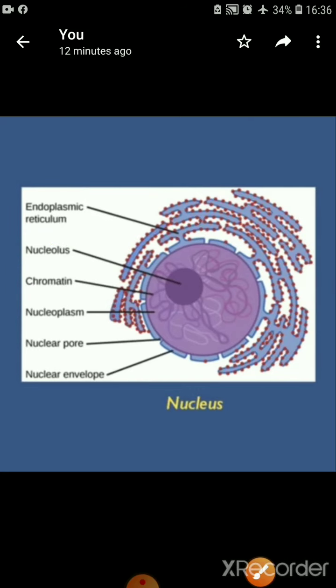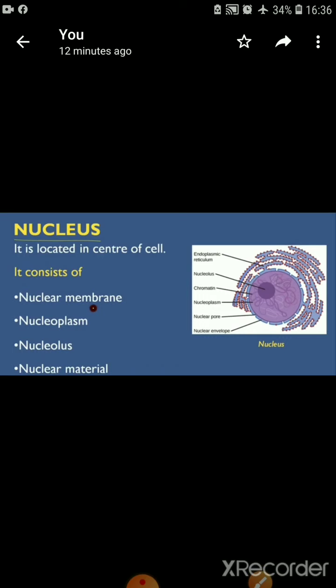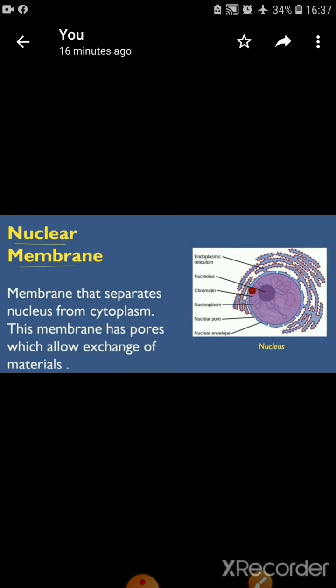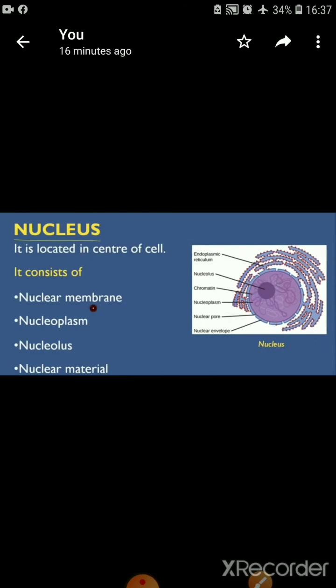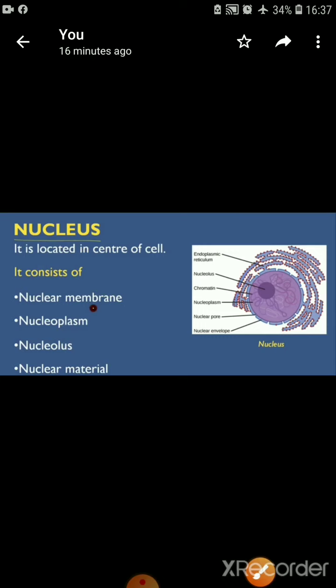Fine. Moving further, the next topic, as we understand that the nucleus consists of nuclear membrane, nucleoplasm, nucleolus and nuclear material. And what is the nuclear material? Nuclear material is nothing, that is only chromatin. Fine. Now we will study in detail each and every part of the nucleus. So first we will study about the nuclear membrane.